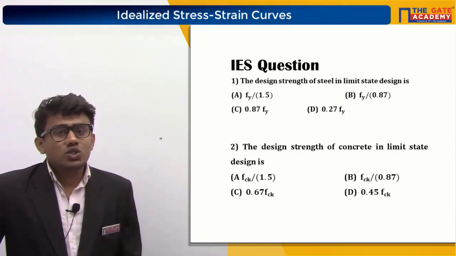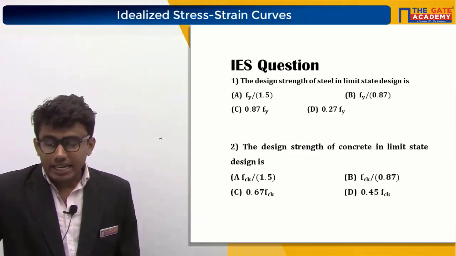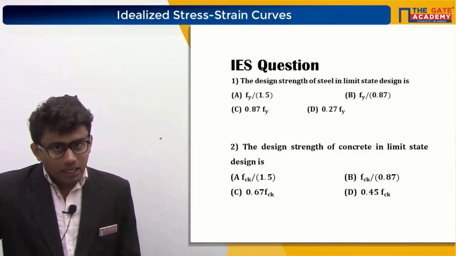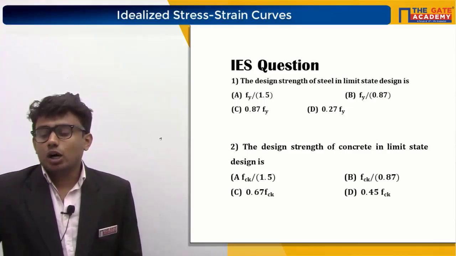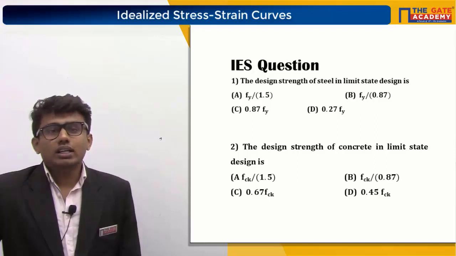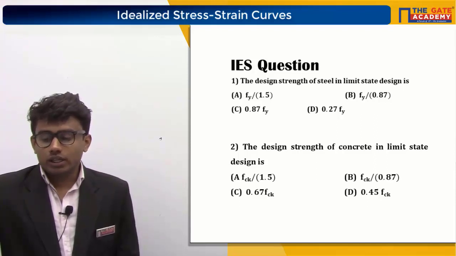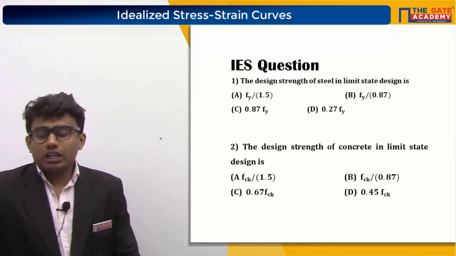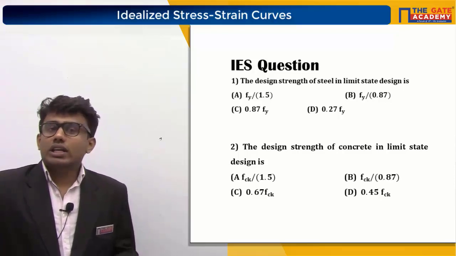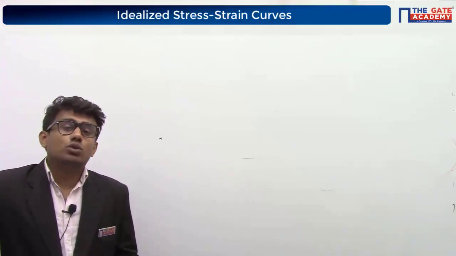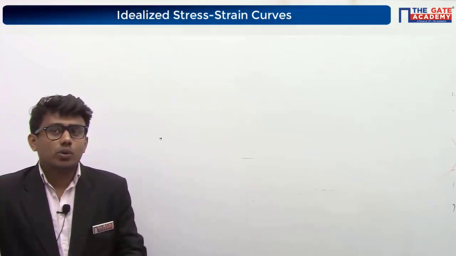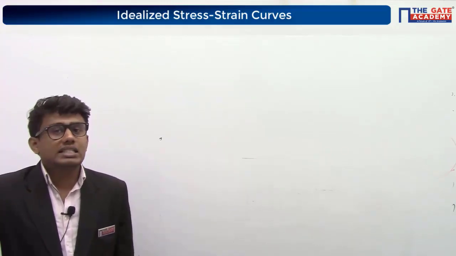The design strength of the steel in limit state design is option A, Fy divided by 1.5, option B, Fy divided by 0.87, option C, 0.87 Fy, option D, 0.27 Fy. You know, answer is C, that is 0.87 Fy. Why is it 0.87 Fy? The yield strength of the steel is Fy. For the design, we have to use our partial safety factor for steel, that is 1.15. Fy divided by 1.15 will be equal to 0.87 Fy. Our answer will be C for that question.